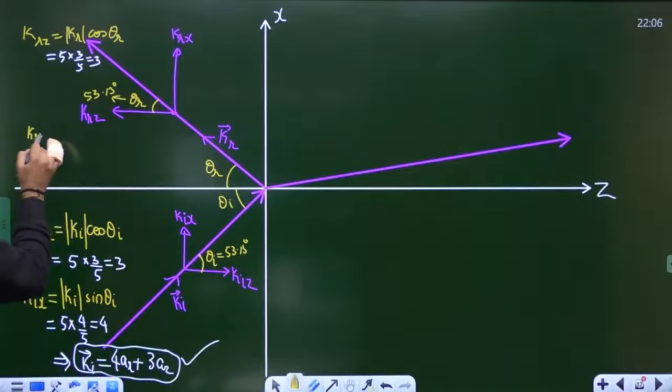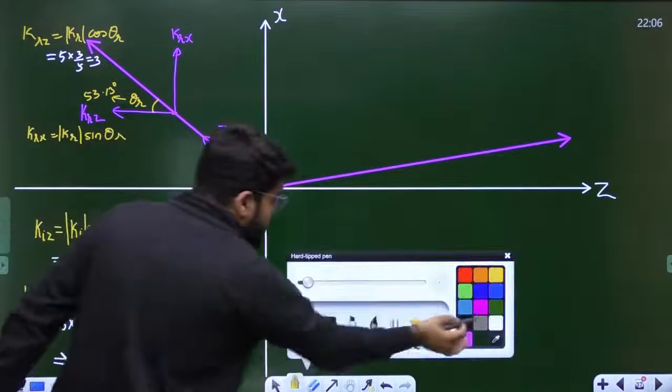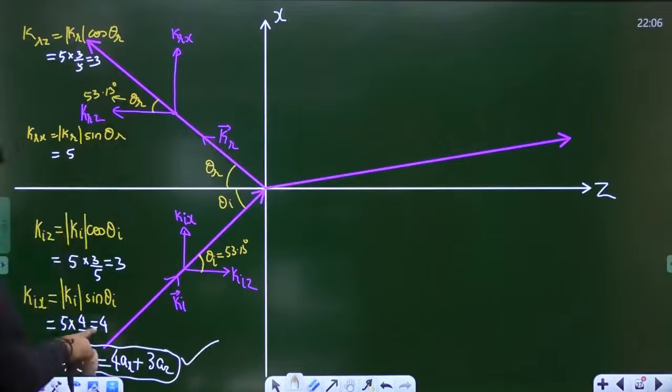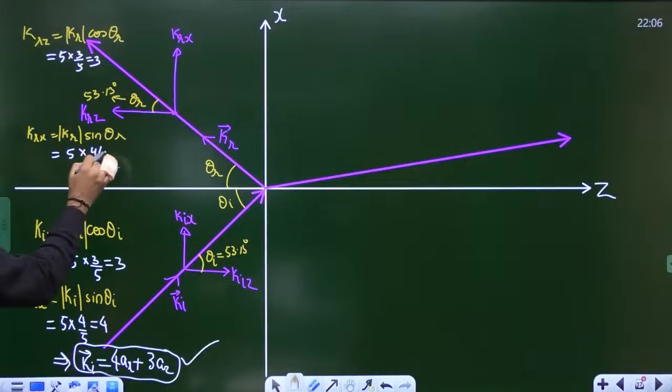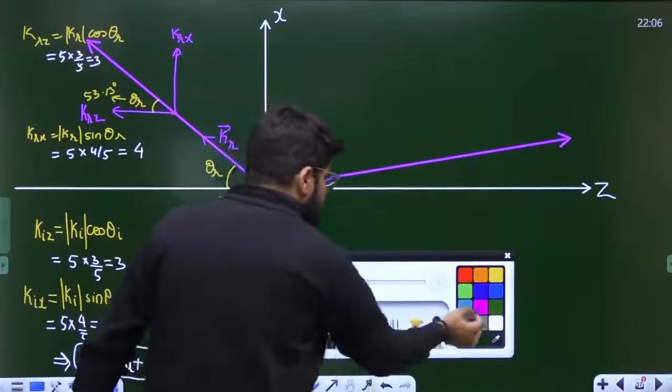What is Krx? That will be mod Kr into sine theta r. Place down the value. Magnitude is 5. Sine of 53 degree, same value, 4 by 5. So this is going to be 4. So dear, you get your answer here.